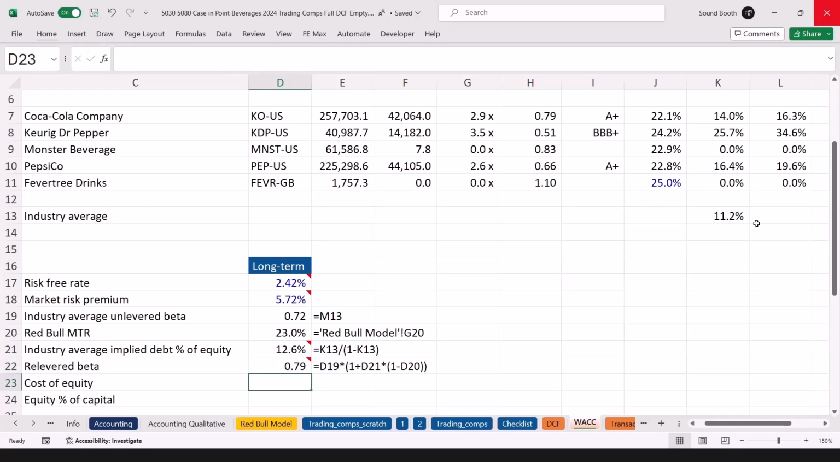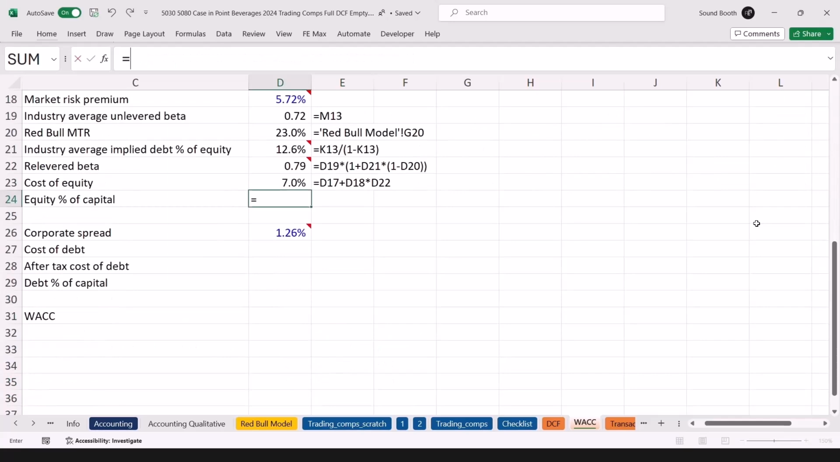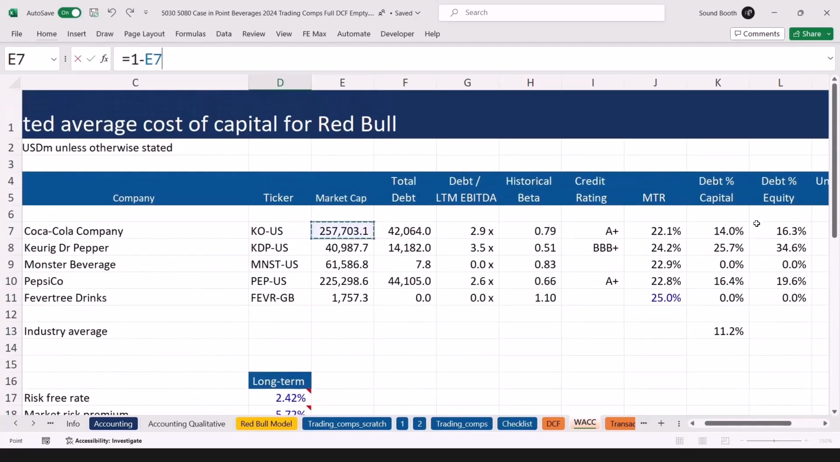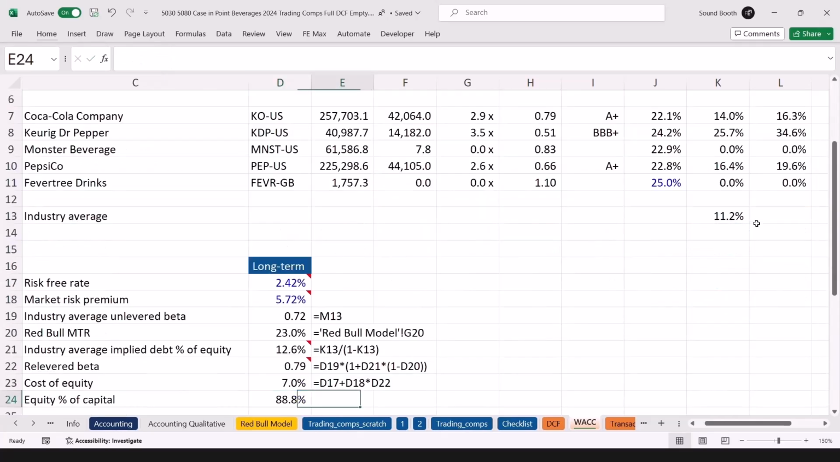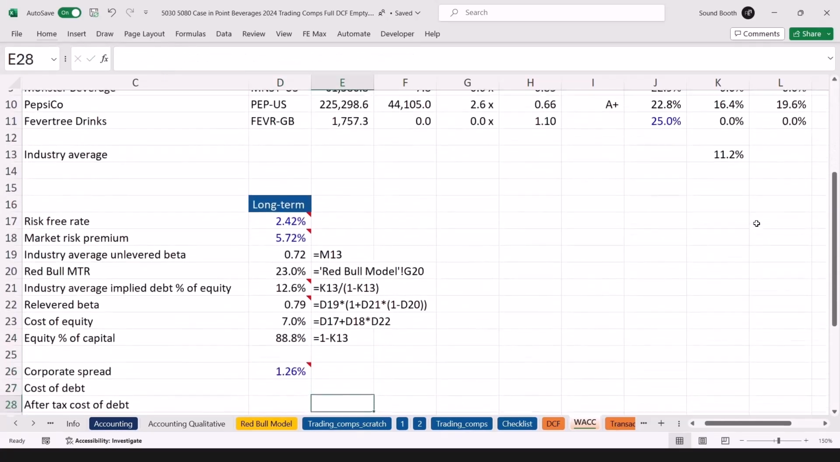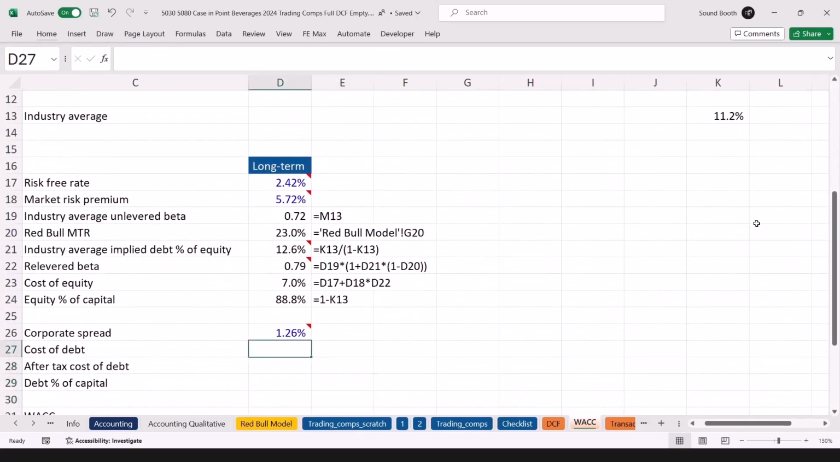So the cost of equity, the three building blocks we've got, is the risk-free rate, the market risk premium, adjusted by the relevered beta. So I'll take the risk-free rate, I'll add the market risk premium, and I'm going to multiply by the levered beta, and I get 7% for my cost of equity. So I'm just going to take 1 minus the average debt in the capital structure, and I get 88.8%. And then for the cost of debt, that's more straightforward.